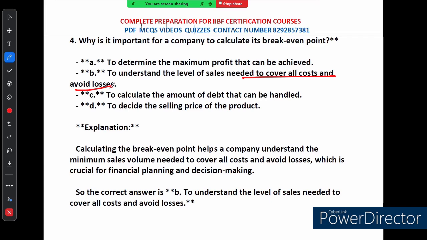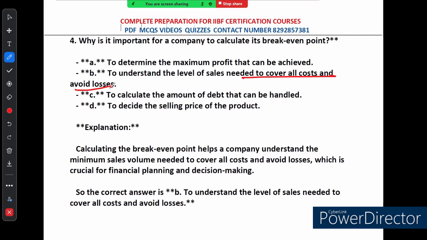It is simply the foundation of financial planning. If you don't know the minimum amount of sales you need to avoid losing money, you are flying blind. Understanding your break even point helps you set realistic sales targets and manage your expenses. For example, if you know you need to sell 500 units just to break even, you can strategize around that target, whether it is adjusting your marketing effort, cutting cost, or even reevaluating your pricing.